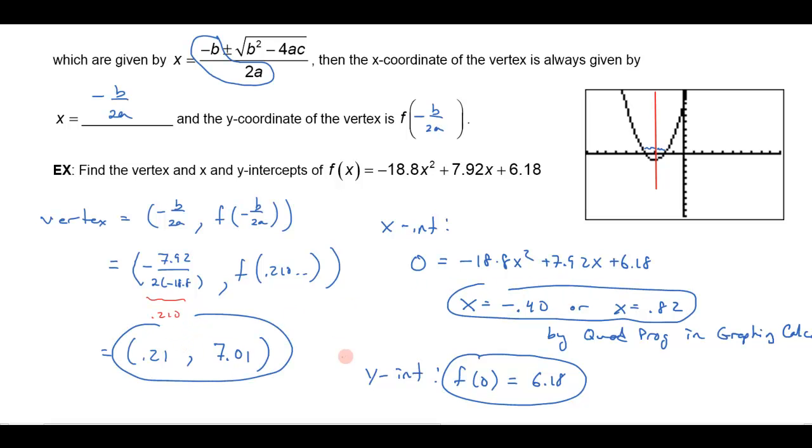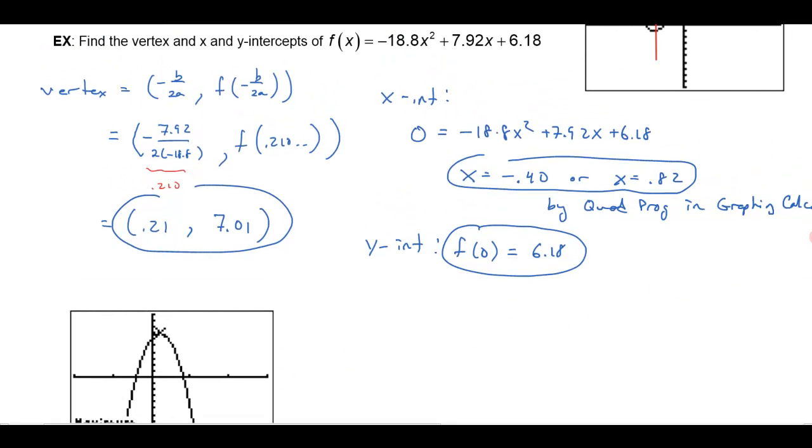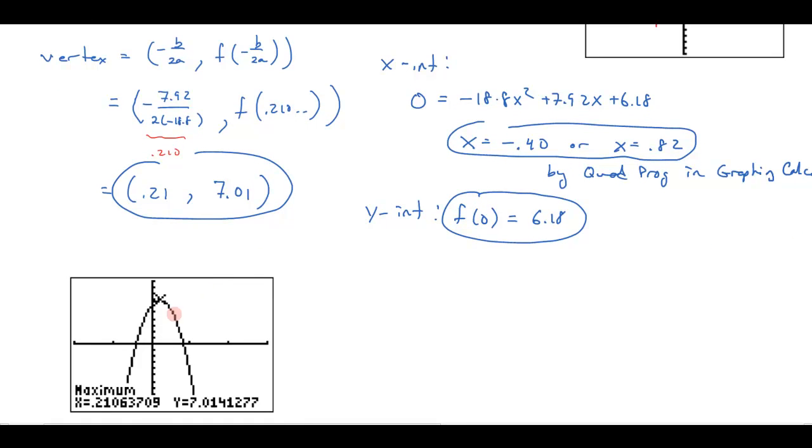So from those, I could graph those pretty easily, and what I've done below here is I've actually graphed on the graphing calculator the negative 18.8x squared, and it's right here. You can see it opens downward, and you can go ahead and find that vertex on your graphing calculator by using the maximum function. So let me show you how you do that.